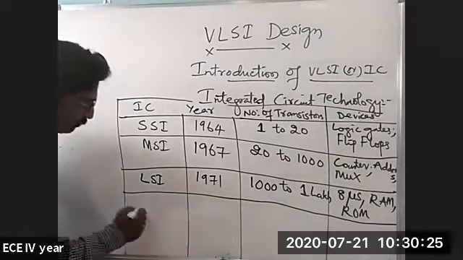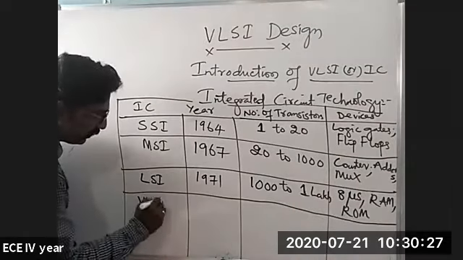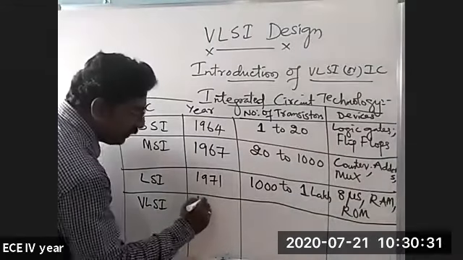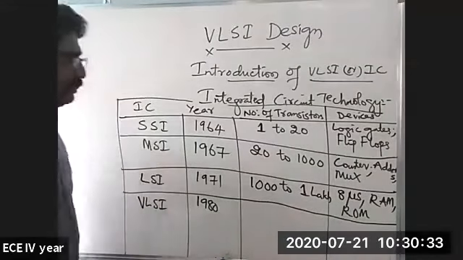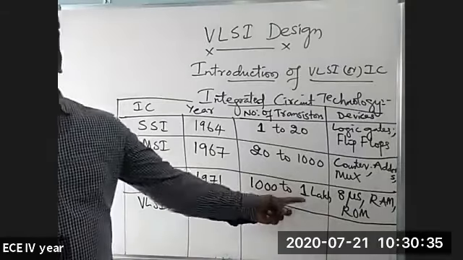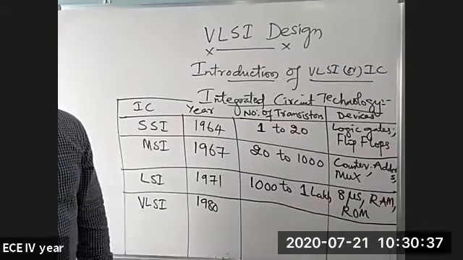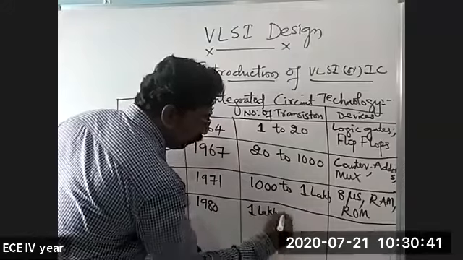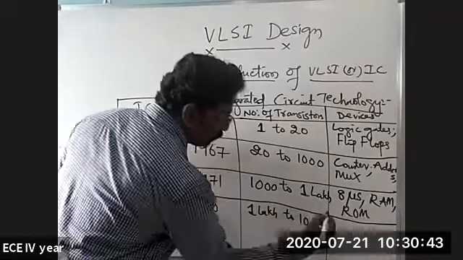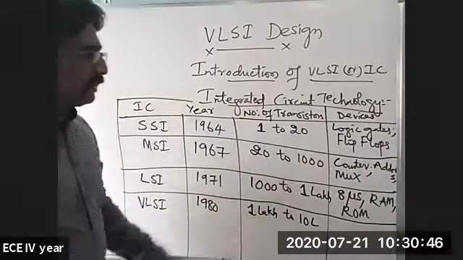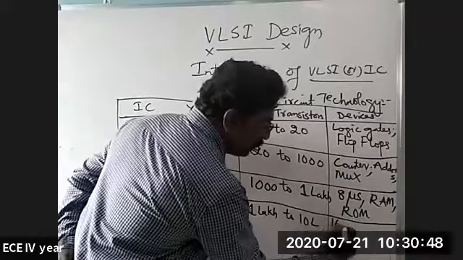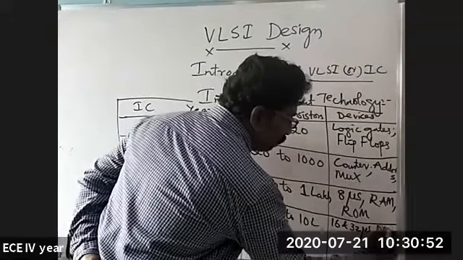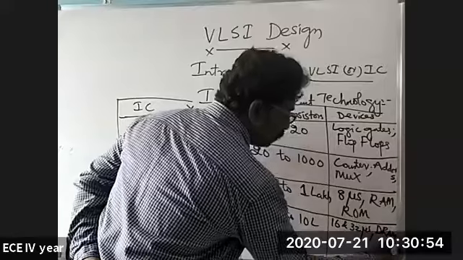That is very large scale integration, VLSI. The evolution of VLSI started in the 1980s, with more than 1 lakh to 10 lakh transistors. The examples could be 16 and 32-bit microprocessors and DRAM. All are examples of this VLSI.